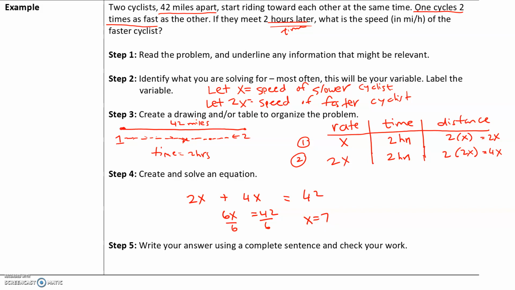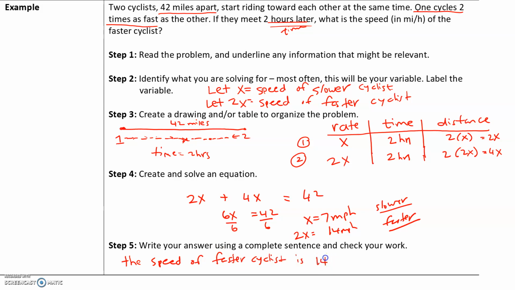Now what does x represent? In this case, we switched it and we said x equals the speed of the slower cyclist. So 7 miles per hour, that's the speed of the slower cyclist. The faster one goes twice as fast. So 2x is 2 times 7, which is 14 miles per hour. And that is the speed of the faster cyclist. So write your answer using a complete sentence. So we're going to say the speed of the faster cyclist is 14 miles per hour.